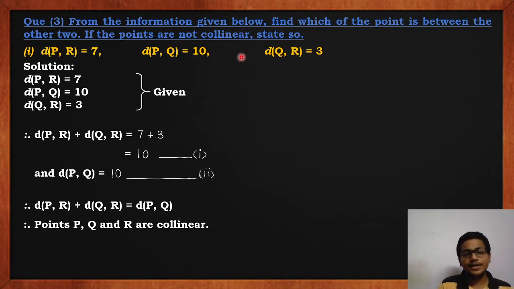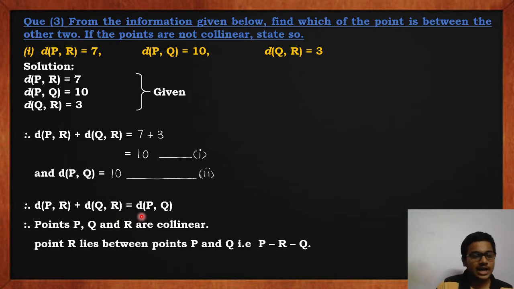Now which points are repeating in this question? P, R, P, Q and QR. Basically only 3 points are there, that is P, Q and R. So what we can say is points P, Q and R are collinear. Now how will we know which point is between the other two? Look at the largest distance. Largest distance is PQ, correct? Which point is missing here? Point R is missing. So R will be between P and Q. Understood? So whichever point is missing in the largest distance, that point is between the other 2 points.